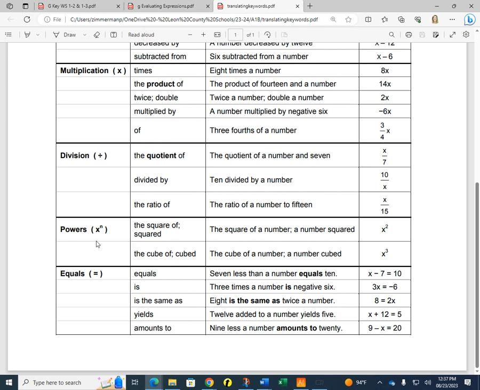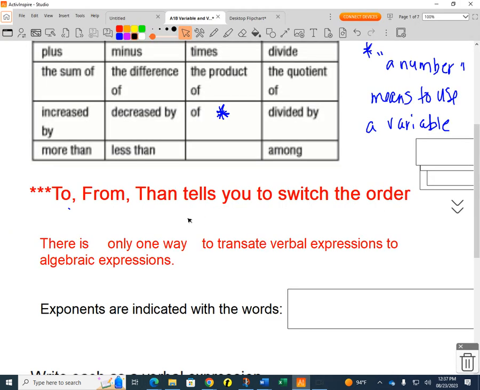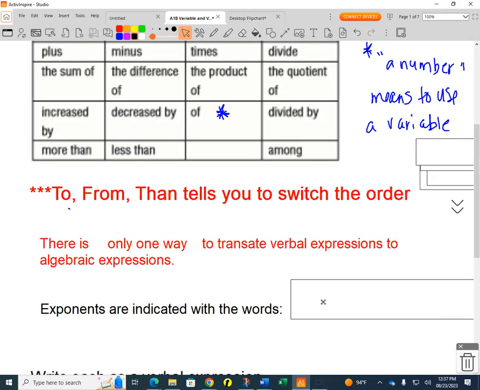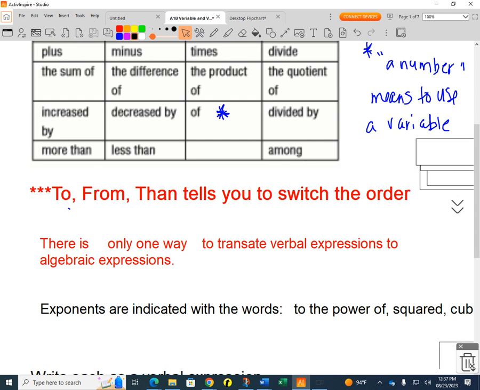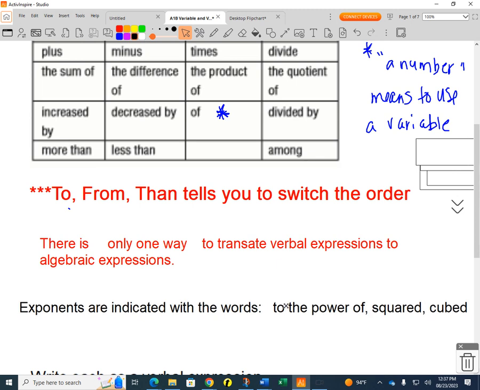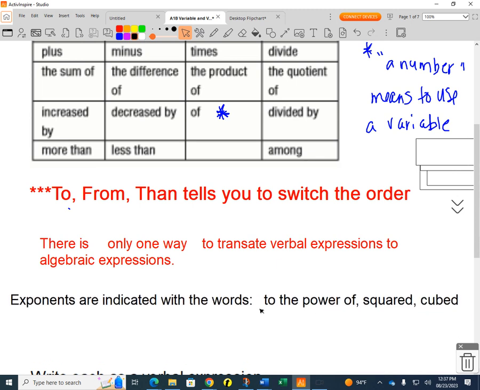Powers. Let's go back here. Exponents. Exponents are also powers. So if you see powers or exponents, they mean the same thing. Exponents are indicated with the words to the power of, squared, or cubed. So adding this to our notes: exponents are indicated with the words to the power of, squared, or cubed.